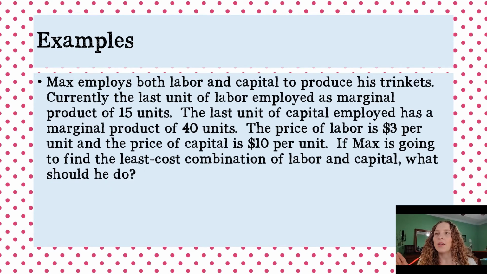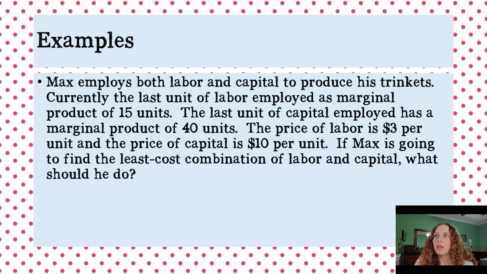All right. So here's an example. It says Max employs both labor and capital to produce his trinkets. Currently, the last unit of labor employed has a marginal product of 15 units. The last unit of capital employed has a marginal product of 40 units. The price of labor is $3 per unit, and the price of capital is $10 per unit. If Max is going to find the least-cost combination of labor and capital, what should he do?